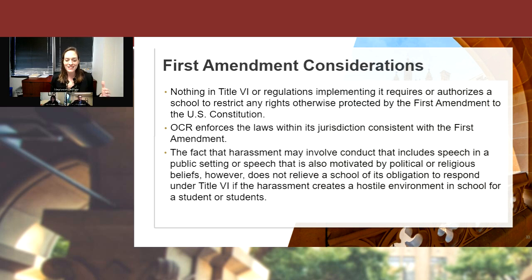So as I said, there is sort of this seeming overlap between the First Amendment and Title VI, and nothing in the Title VI regulations implementing it requires or authorizes a school to restrict any rights that are otherwise protected by the First Amendment. So OCR enforces its laws within its jurisdiction consistent with the First Amendment. So the fact that harassment might involve conduct that includes speech in a public setting, and if that speech is motivated by political or religious beliefs, a school still has to respond under Title VI. So it doesn't necessarily mean that they can just lean back on the First Amendment and say that those students can say that because of that. So OCR makes clear that that's what has to happen.